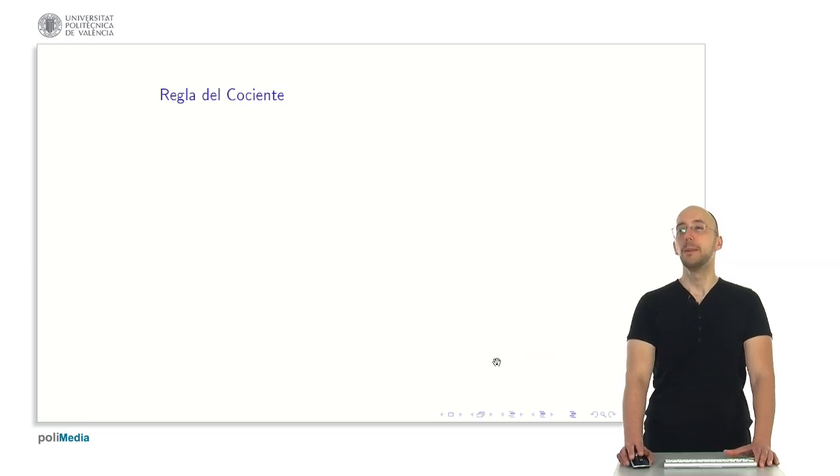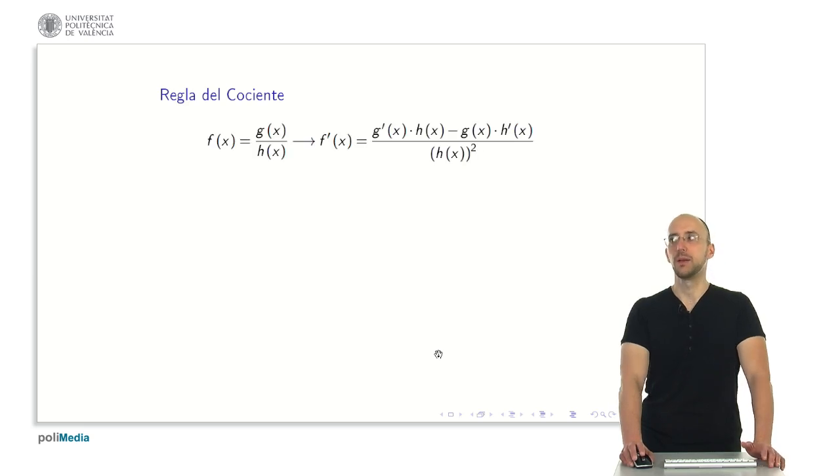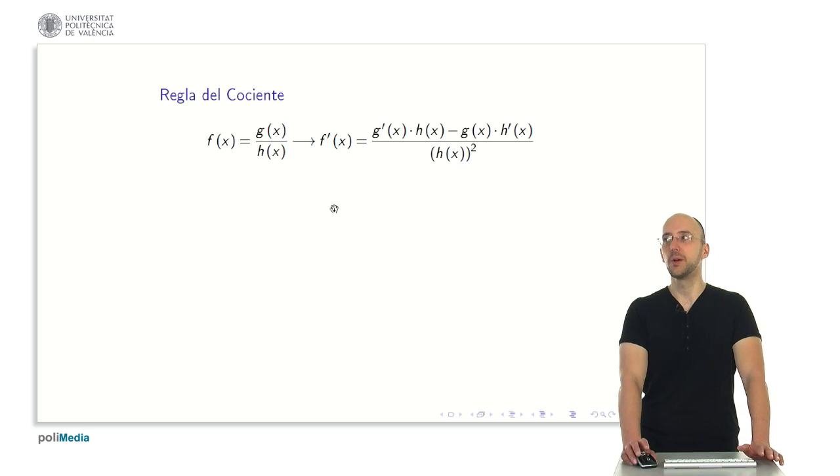Now, let's delve into the quotient rule, which is quite similar to the product rule but has some important distinctions, such as the fact that it ultimately results in a quotient. Here's the rule. At first glance, it may seem complex, but it's not. You have a function, which is the quotient of two functions. In this case, g of x divided by h of x. How is it differentiated? It's actually quite easy.